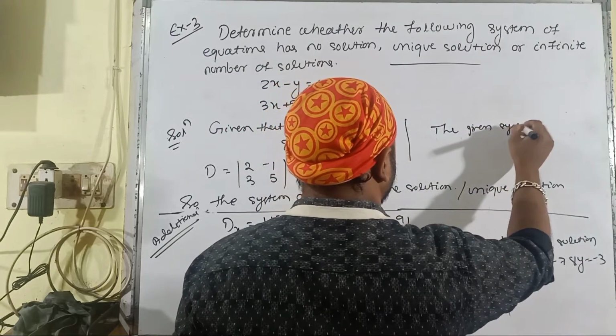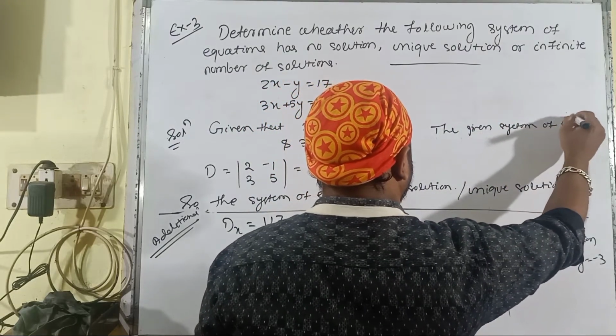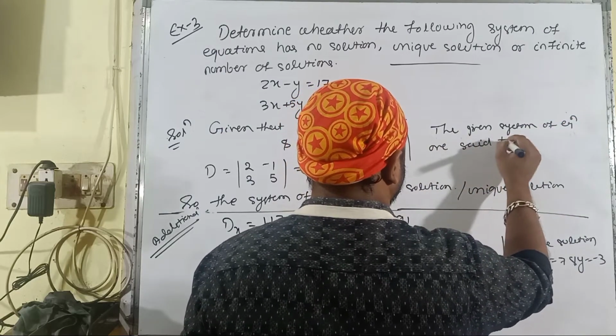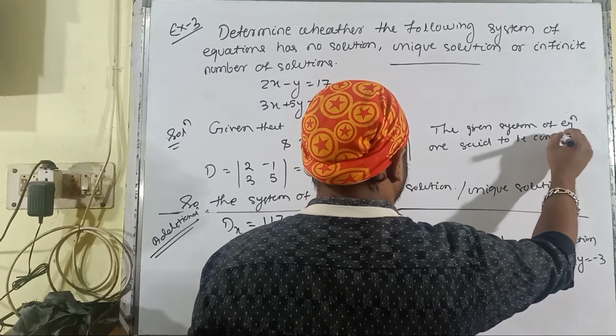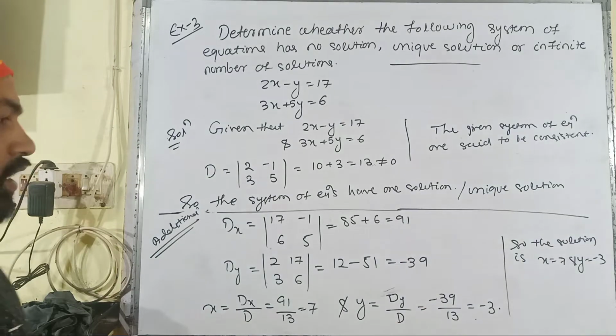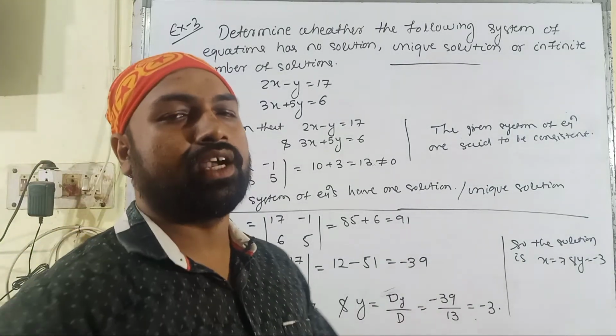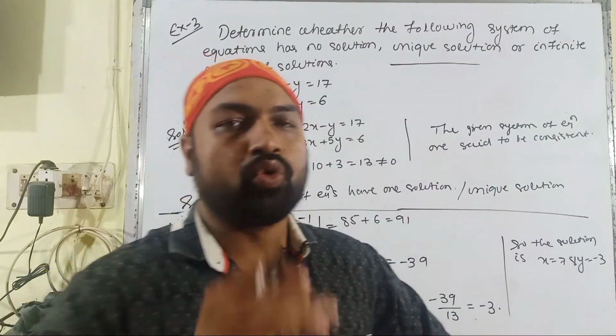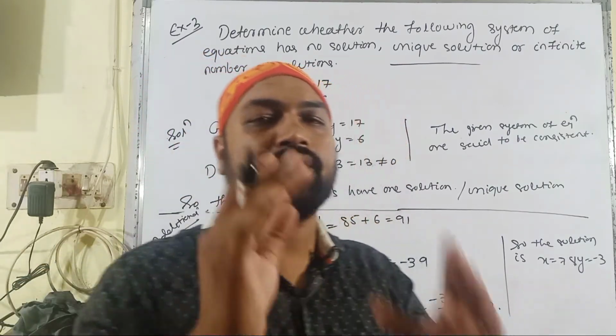given system of equations are said to be consistent. You can write down it also. So here are the three examples based upon the consistency and inconsistency, or you can say the number of solutions based upon the two simultaneous linear equations having two unknowns.